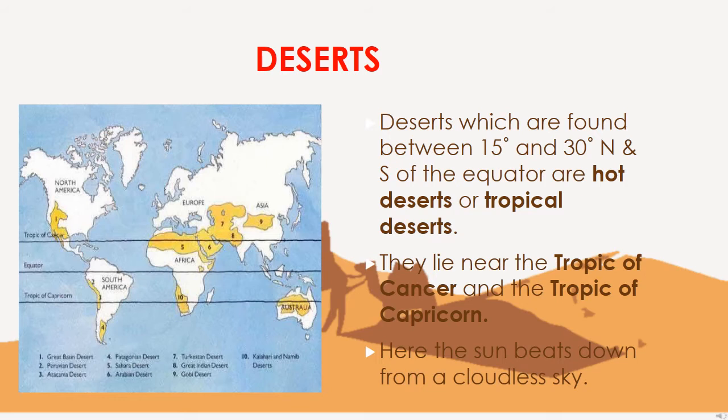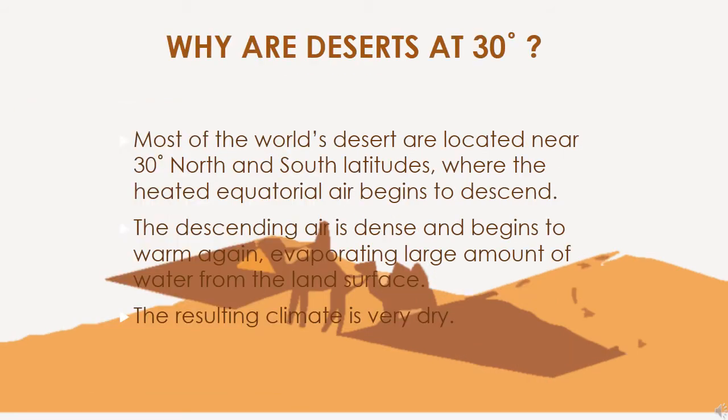Now let us understand why these deserts are here. Why are they found near these latitudes? First, let us understand why deserts are found at 30 degrees on the earth. Most of the world's deserts are located near 30 degrees north latitude and 30 degrees south latitude, where the heated equatorial air begins to descend. The descending air is dense and begins to warm again, evaporating large amounts of water from the land surface.